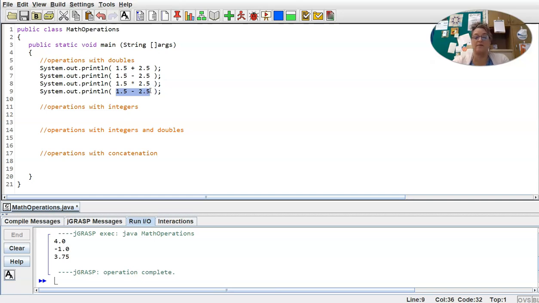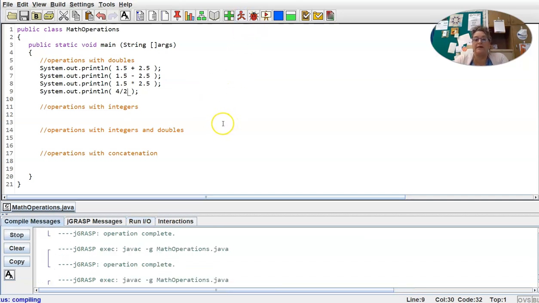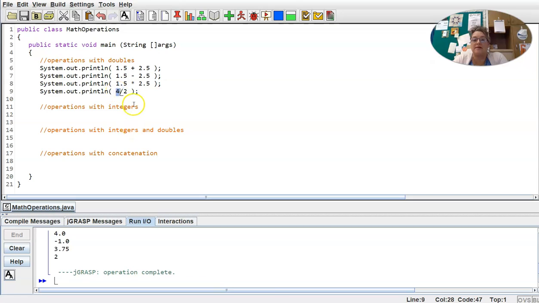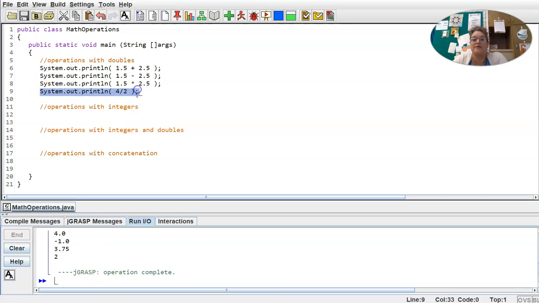to divide. So we'll start with 4 divided by 2. And the division symbol in Java is the slash. So let's go ahead and run that. Okay, so now let's look at what mistake I made. Right? 4 is an integer, not a double. 2 is an integer, not a double. And notice when we divide an integer by an integer, we get an integer back. Right? So this statement really should be under our operations with integers.